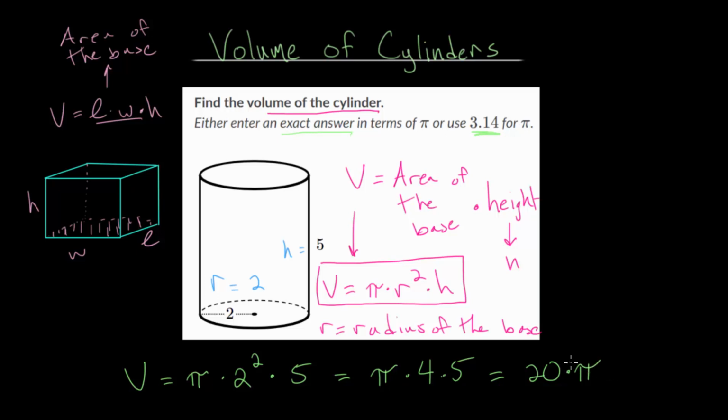And like I mentioned, if you want to get an approximate decimal answer, you can replace pi with 3.14. But again, this is rounding the answer. This will give you something that's not technically the exact volume of this. It will just be very close to the volume. So if you want the exact volume, you need to leave the symbol for pi.